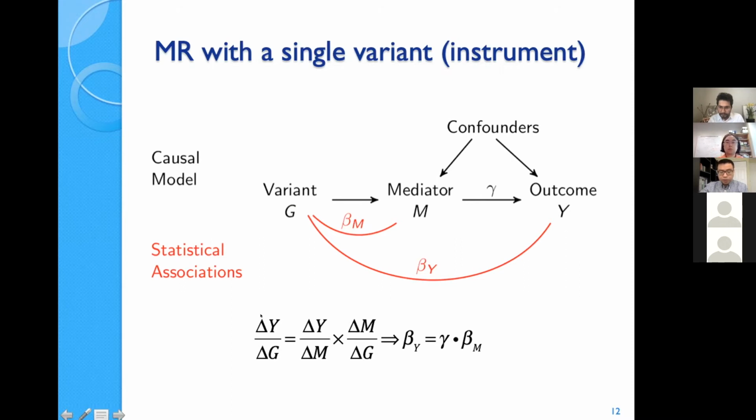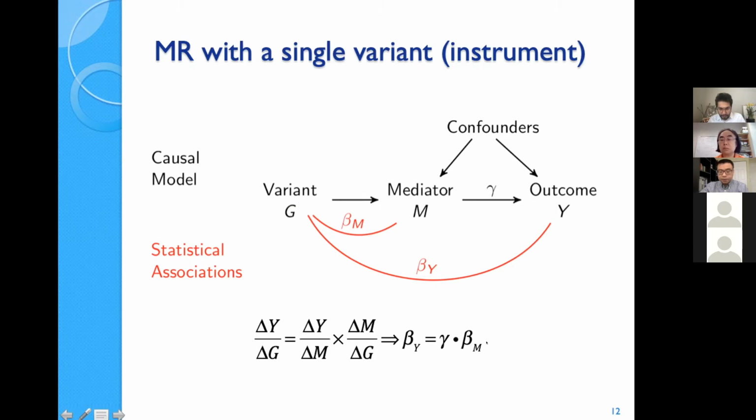Okay, so the ratio of delta Y by delta G is basically the effect of variant G on the outcome, and that's just beta Y. You can rewrite this as delta Y divided by delta M. So that's like two groups of individuals that differ by genotype, and you can measure the difference of M, the mediator, equal delta M. And delta Y divided by delta M is basically the causal effect, right? That's basically, if you change the mediator, your risk factor, how much change you have in the outcome. So that's gamma. And delta M divided by delta G is just the association, or the effect of variant on the mediator, beta M.